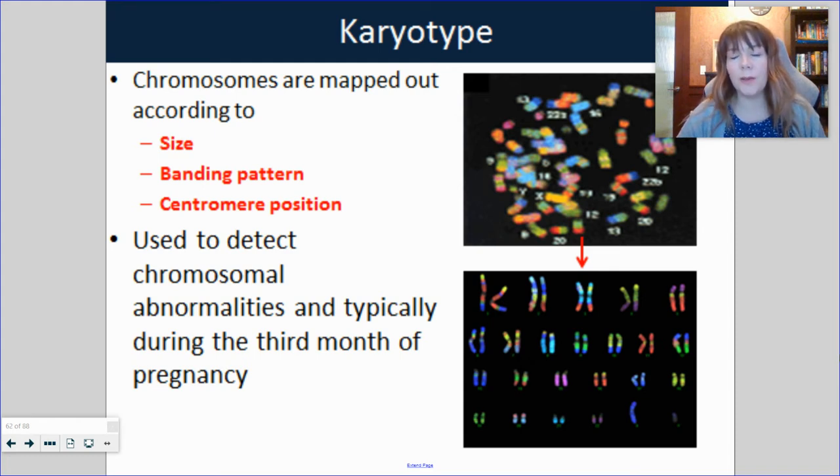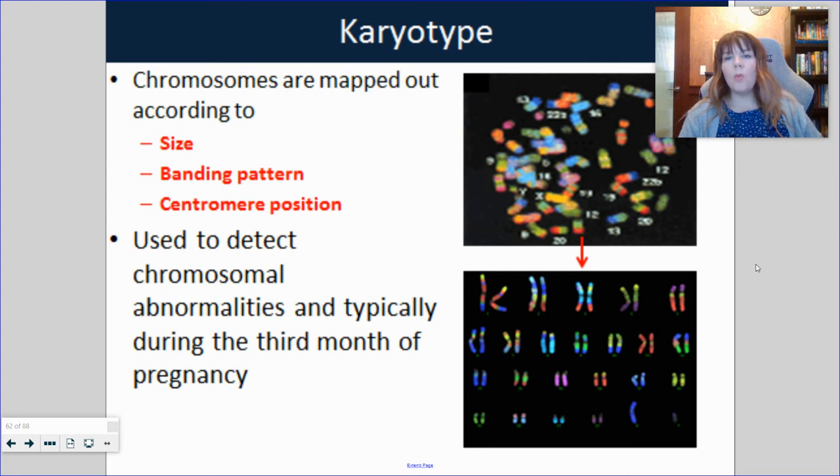A karyotype. That is not a made-up word. Instead, it is a word that means mapping out your chromosomes. As you can see in the video here, I have some colored ones, and here they are all lined up. So chromosomes, karyotypes, how do we do it? Well, they're mapped out according to size, banding pattern, and the centromere position, which is essentially the little section in the center. Please write that down. You're going to need to know that.